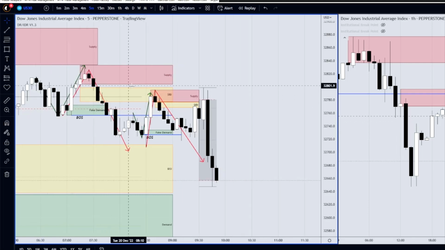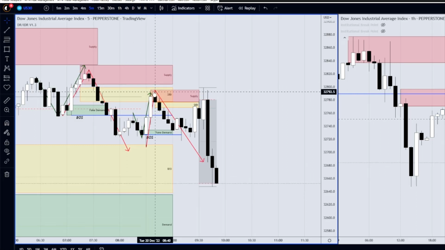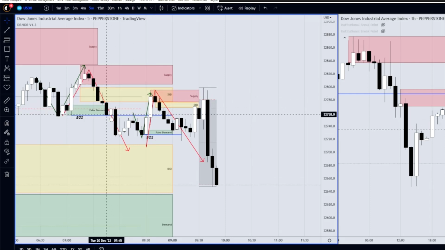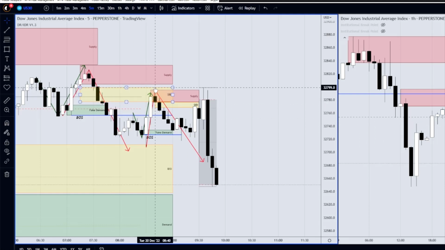One thing to note, there was only one SIBI that I formed, so this would have been phase 1 distribution on the market maker sell model. So notice that earlier on I was saying there was no SIBI down here, so it's definitely a phase 1 distribution.